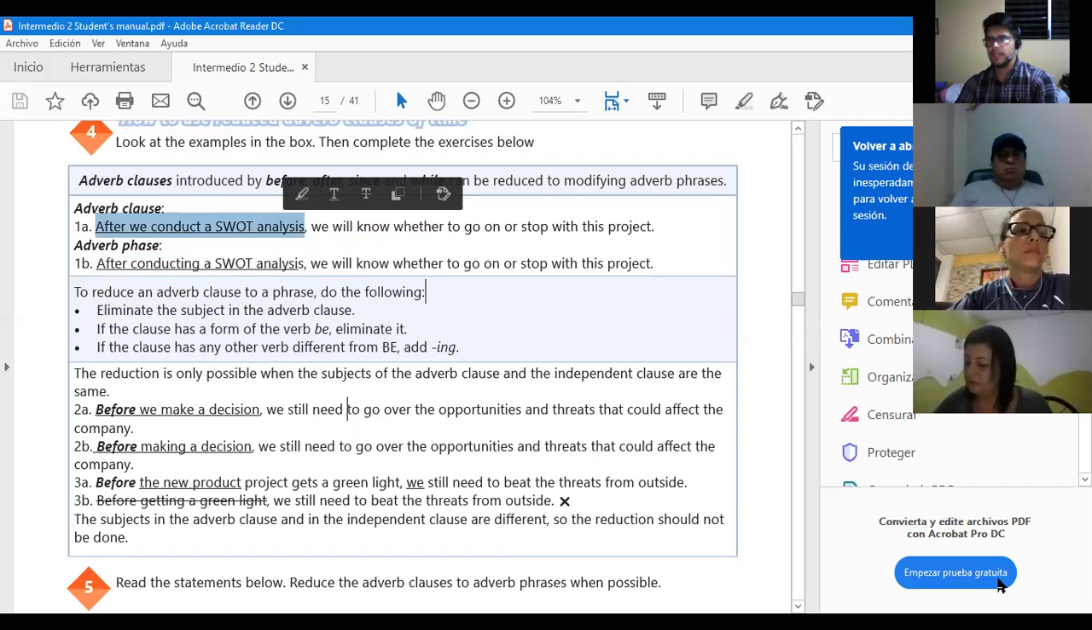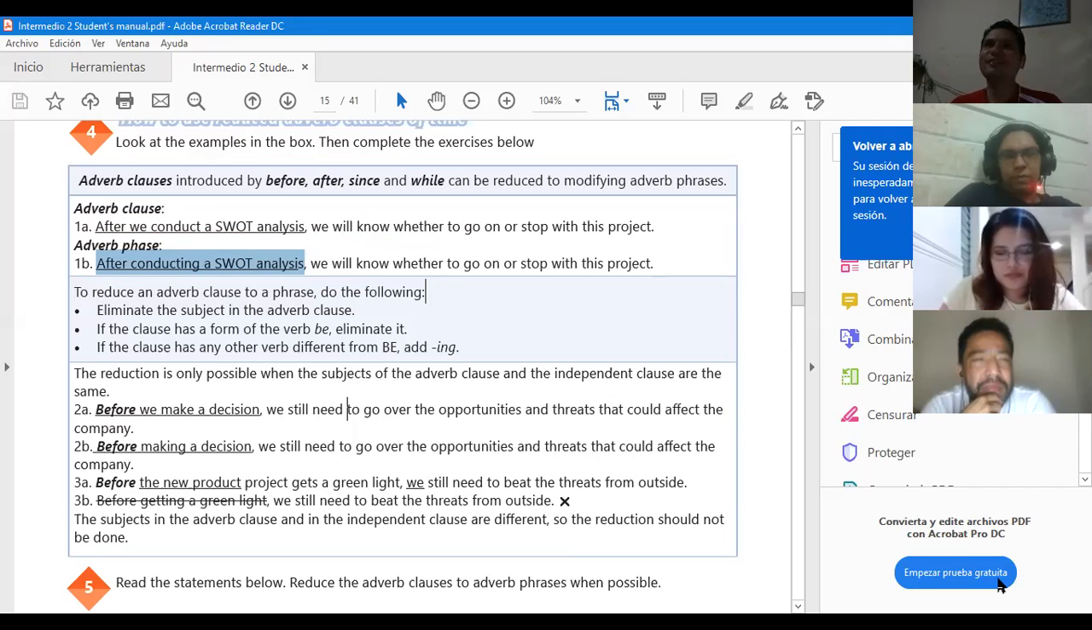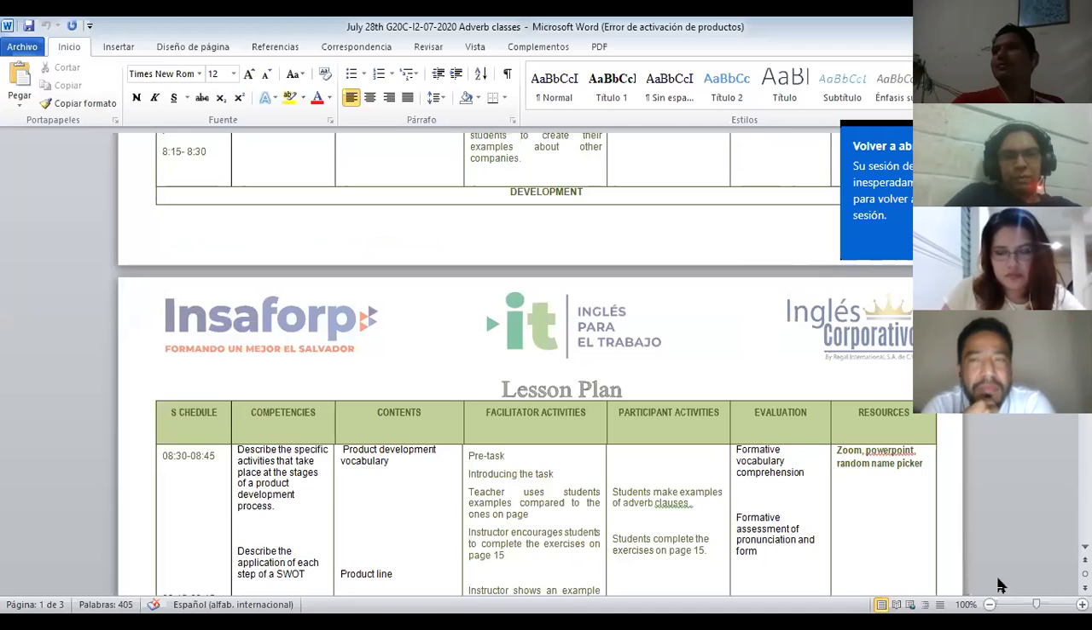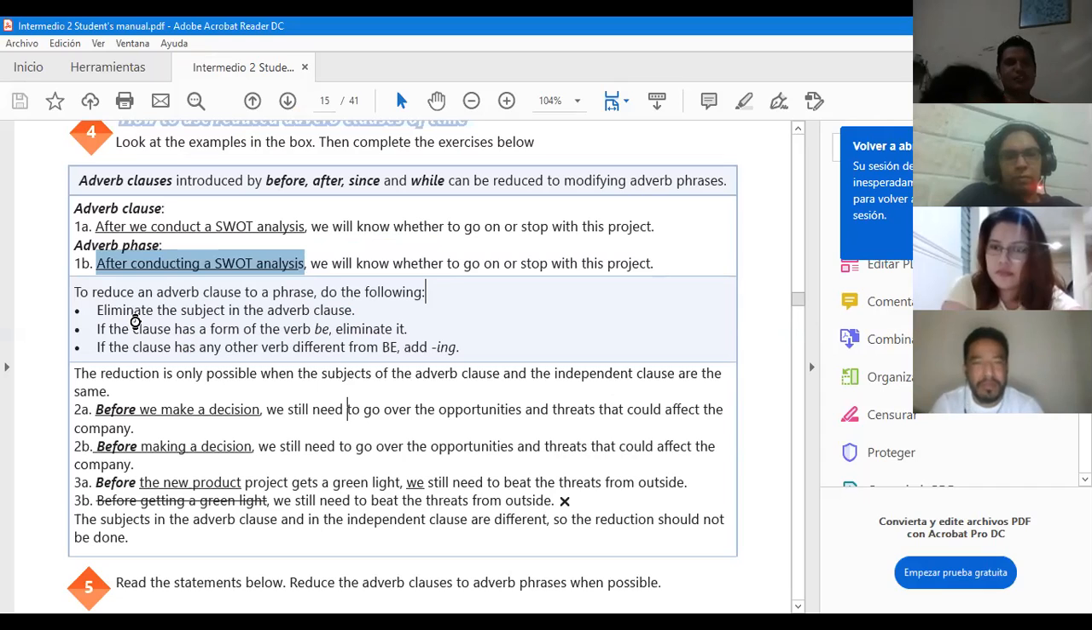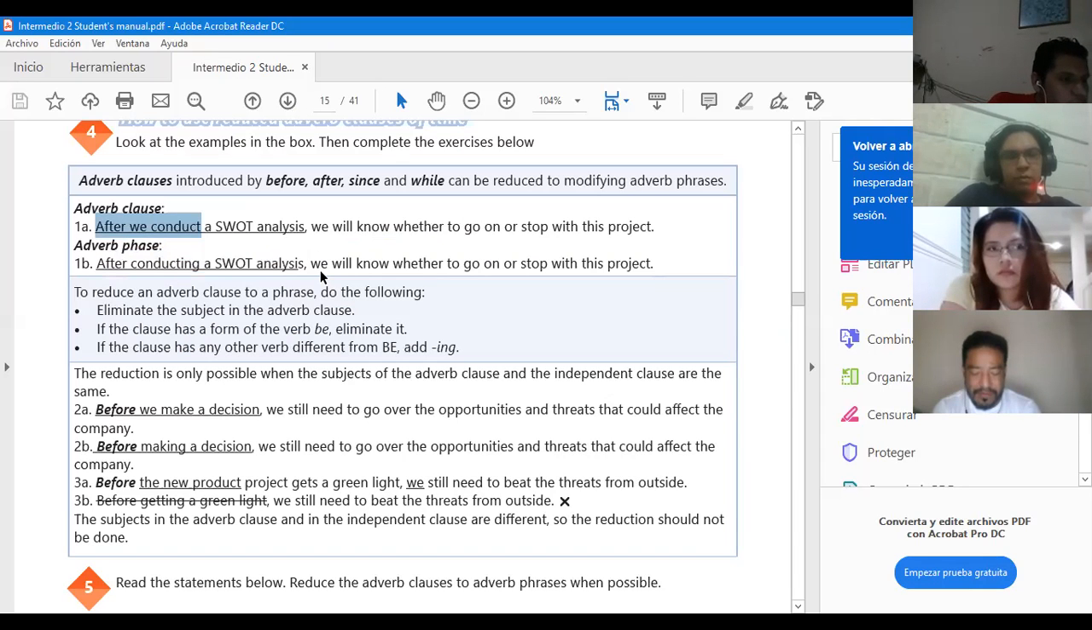Let's ask for help. Yes, please. Somebody try. Maybe the we? The we conduct? Oh, yeah. We is gone. So we don't say after we conduct, but we say after conducting an SWOT analysis. All right. So that's the change in here. After conducting. So we eliminate the subject. What's the subject in this sentence? Is it after? Is it we? Yes. We is the subject. So we just eliminate it.